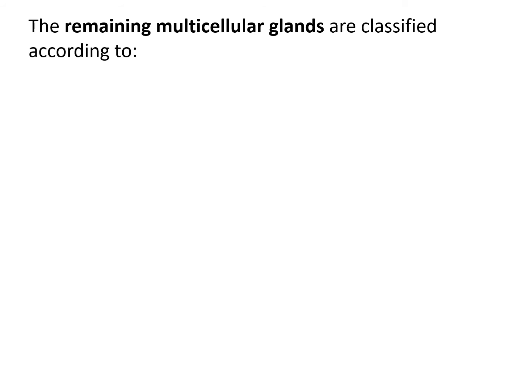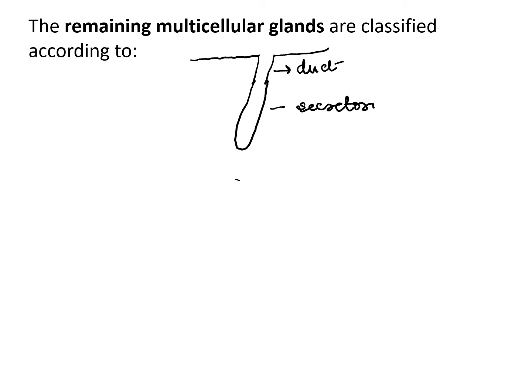All the remaining multicellular glands in our body have a more complex structure. We are talking about the exocrine gland. So, as we discussed earlier, there is a ductal portion, and then there is this secretory portion. So this would be the duct, and this would be the secretory portion.